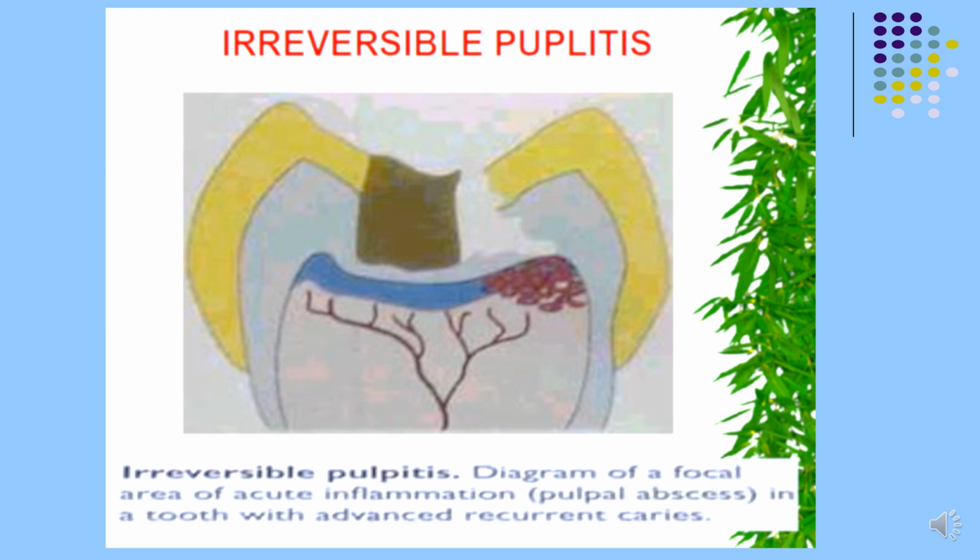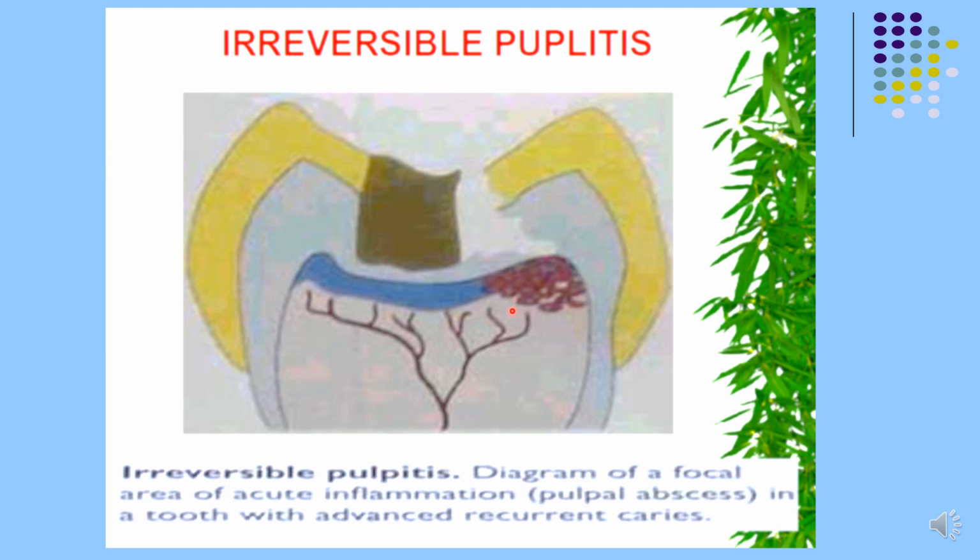Irreversible pulpitis, on the other hand, all right. This is a diagrammatic representation of irreversible pulpitis. Yellow is the enamel, the white area is the dentine, and this is the pulp. Here there seems to be a restoration which has fractured, and there is a focal area of acute inflammation. This acute inflammation of the pulp is basically called pulpitis. We call it irreversible when the damage is severe and cannot be reversed. So what has actually happened here is acute inflammation.